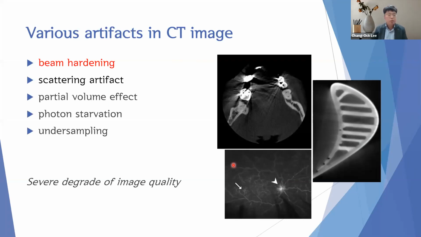Okay, so now let's talk about the various artifacts in CT images. There are several artifacts in CT images: beam hardening and scattering artifacts, partial volume effect, photon starvation, and undersampling. In this talk, I'll focus on the beam hardening and scattering artifacts. If you look at this dental image, you can see a strong streak artifact. Many people have metals in their teeth. This metal causes a strong beam hardening artifact, which is called metal artifact. This also shows the scattering artifact. Many industrial products show scattering artifacts, and they show blurred images.